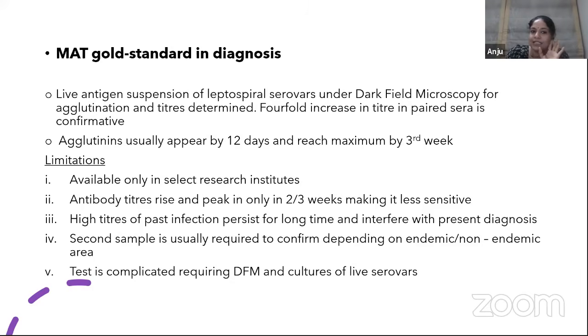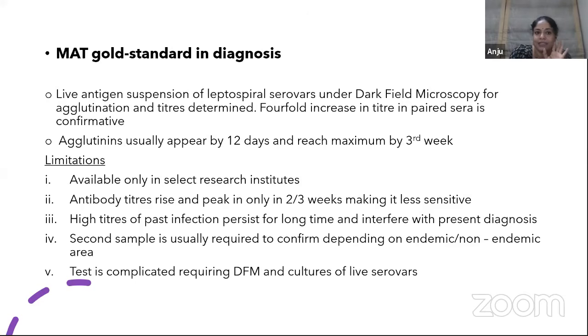MAT is a live antigen suspension of leptospiral serovars under dark field microscopy for agglutination, and the titers are determined. A fourfold increase in titer in paired sera is considered confirmative. Agglutinins usually appear by 12 days and reach maximum by the 3rd week.